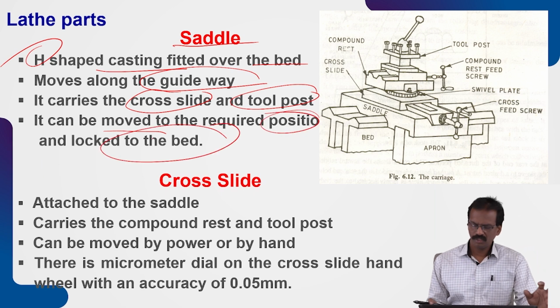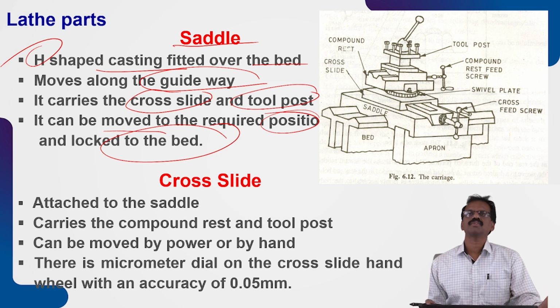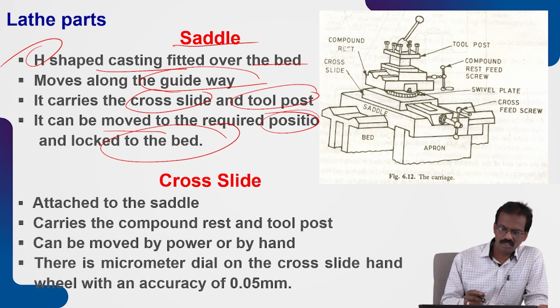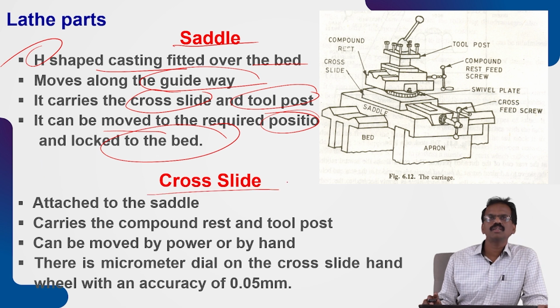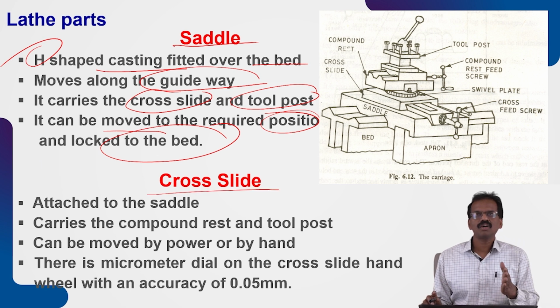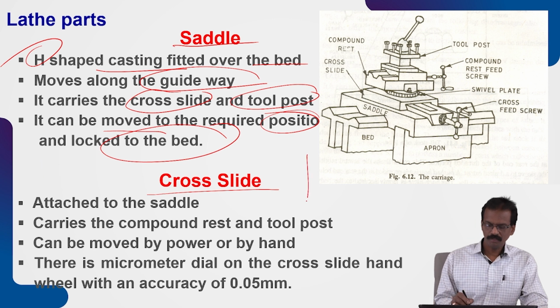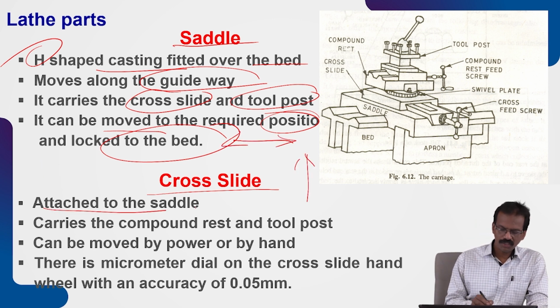So as for the lever movement, just like we can move that carriage and we can fix that one also. Okay. That is the advantage of this saddle. So on this saddle you will see the cross slide, which provides the cross movement. Okay. Saddle gives the horizontal movement, attached to the saddle and carries the compound rest and tool post.